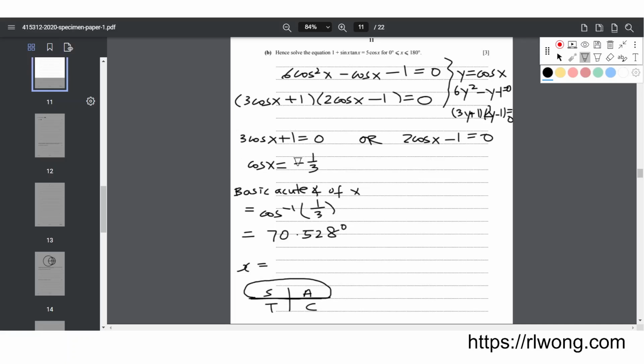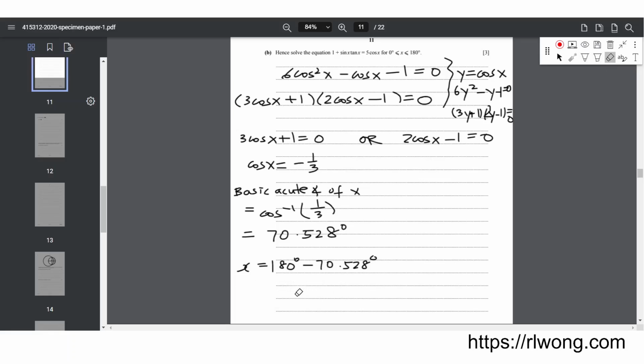Next, cosine is negative. So for cosine to be negative, it will be in the second quadrant. So we are just interested in the angle in the second quadrant. So it's 180 minus basic acute angle, which is equal to 109.472 degrees. Now I'll round it off to one decimal place. So it's 109.5 degrees when rounded off to one decimal place.